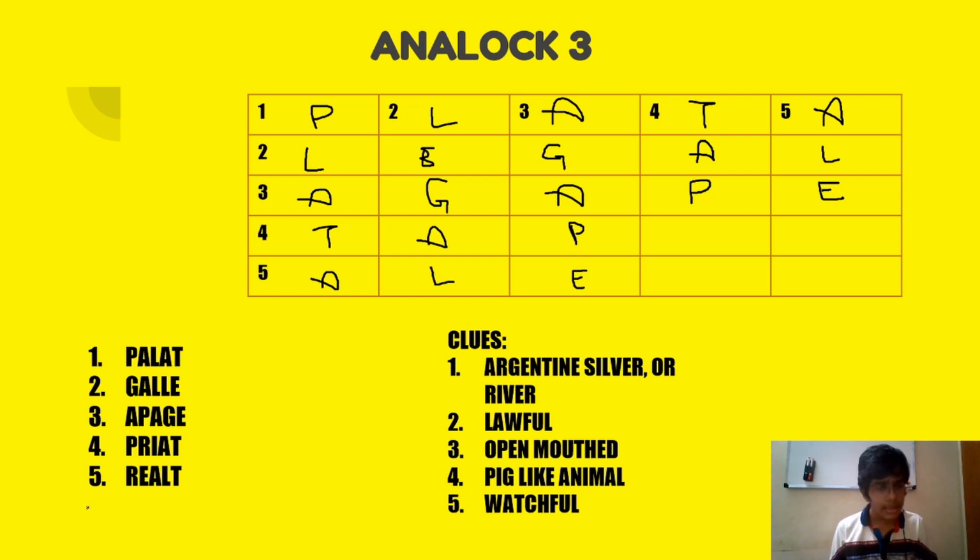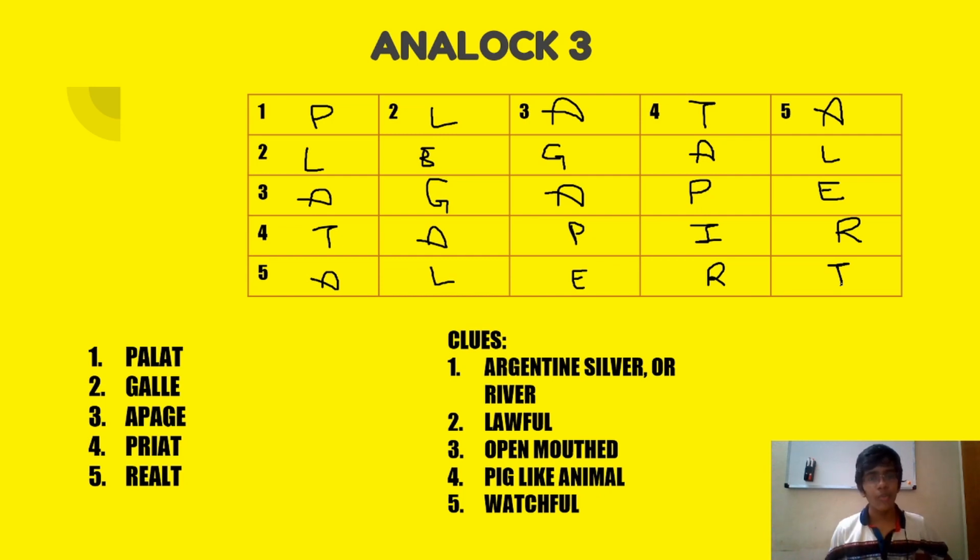Okay, so next is pig-like animal. TAP is already over. Tapir. Yeah, that's an animal. I know that. And next is nothing but watchful, alert. So analog 3 is also over. I hope you rectified your answers and now at least you would have got it correct.